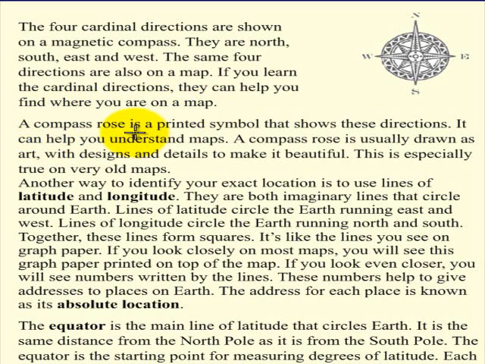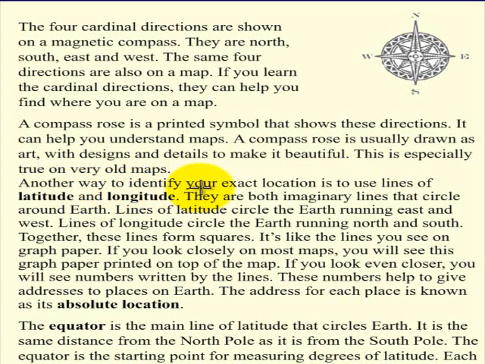A compass rose is a printed symbol that shows these directions. It can help you understand maps. A compass rose is usually drawn as art, with designs and details to make it beautiful. This is especially true on very old maps.